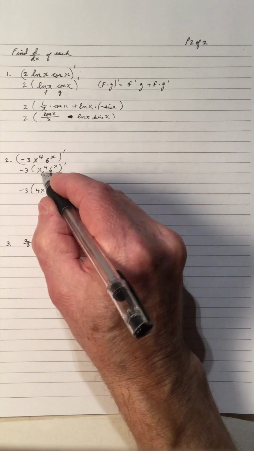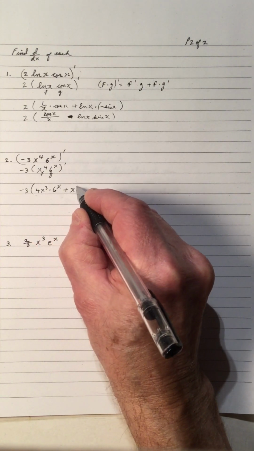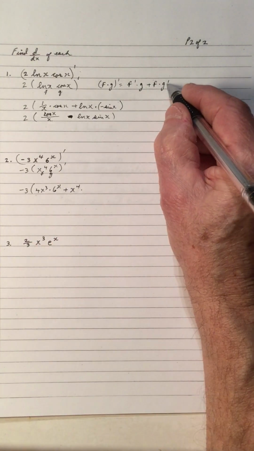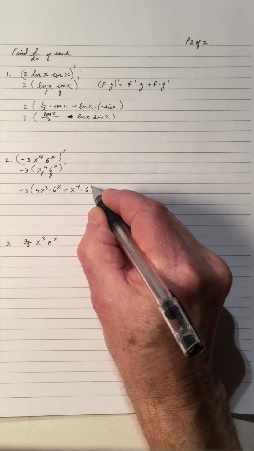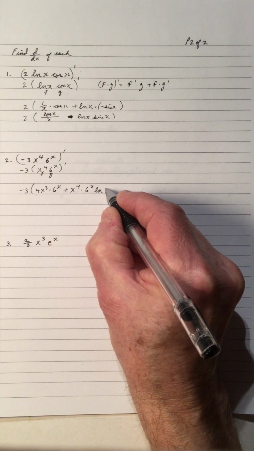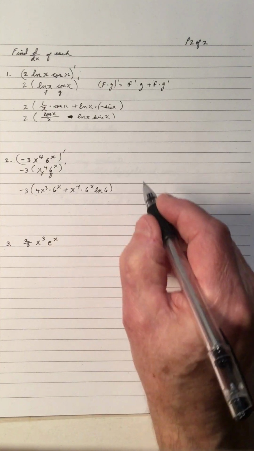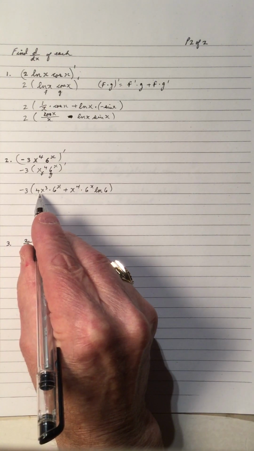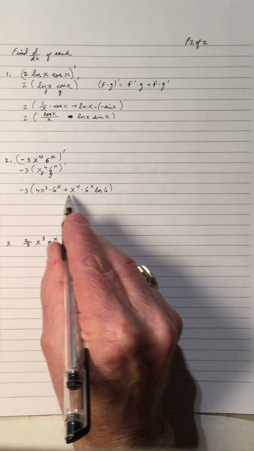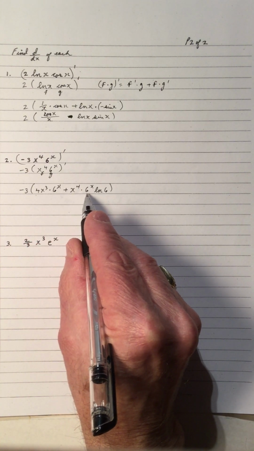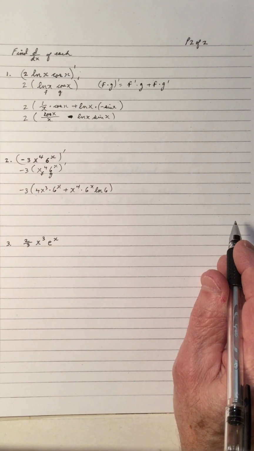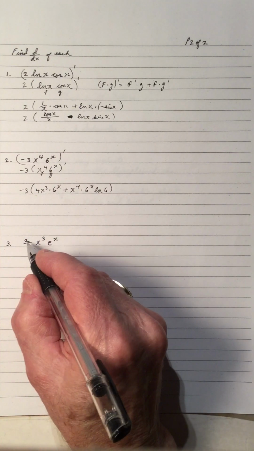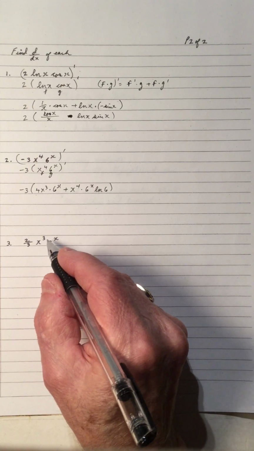So there's the f, which is x to the 4th, times the derivative of g. The derivative of 6x is 6x ln 6. And we can't multiply these together because they're not like terms. So this is the answer. They can't be simplified. And right here, another one with a product.